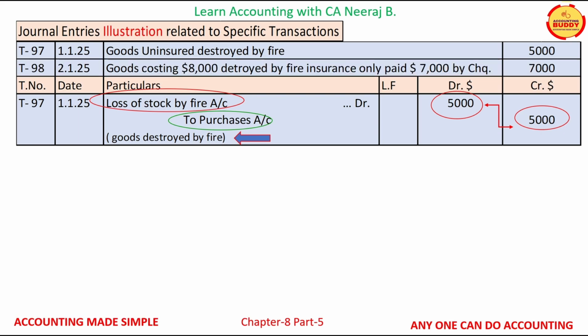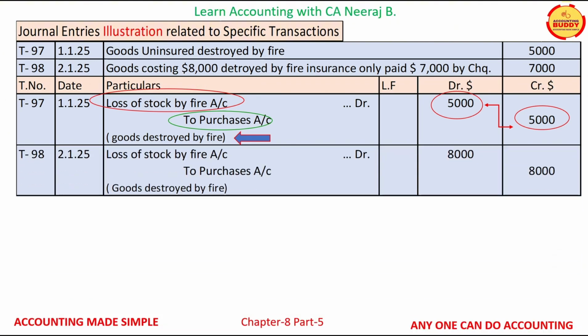Transaction T98 is goods worth $8000 destroyed by fire, but insurance company only paid $7000 to settle the insurance claim. This transaction will be recorded under three journal entries. Entry number 1, T98, is debit loss of stock by fire account and credit purchase account with the full value of the goods destroyed, that is $8000, with proper narration for the entry.